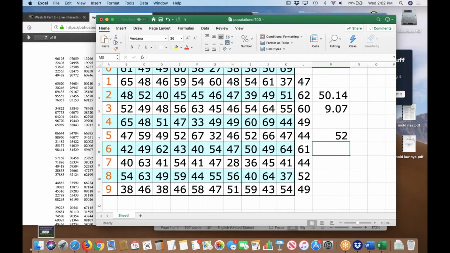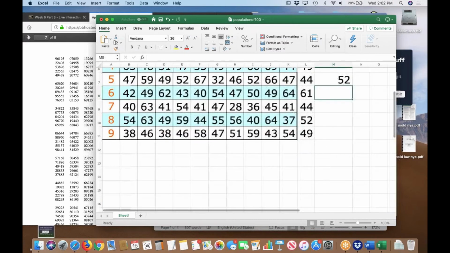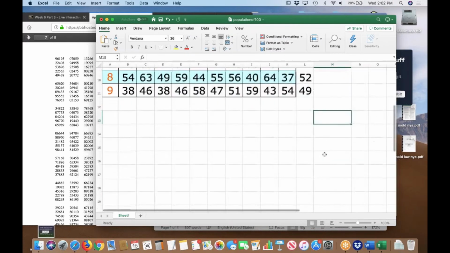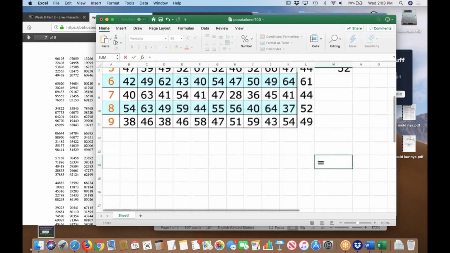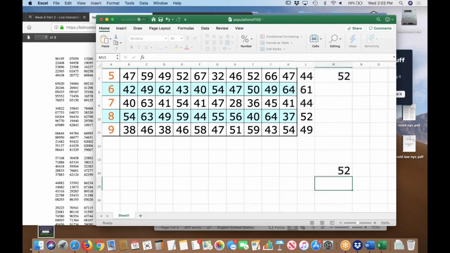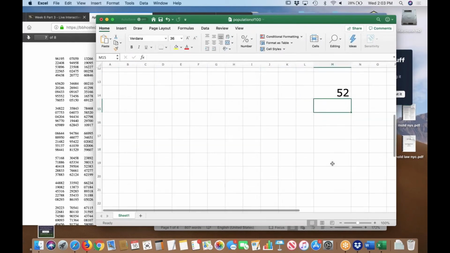Okay, so if I knew nothing about this population, my guess now would be that the average is equal to 52. Right? Would I be right? I'd be pretty close, right? I mean, the true average of the whole population is 50.